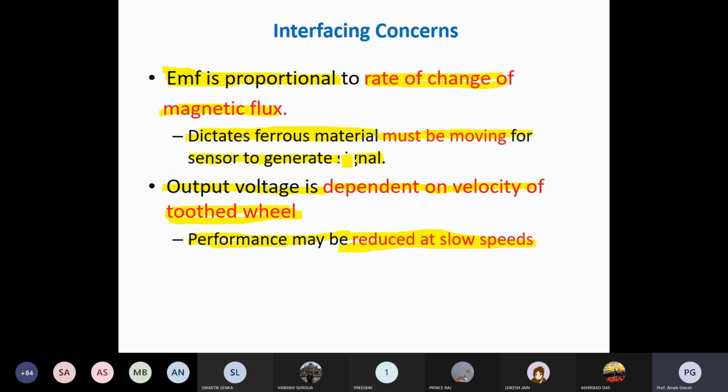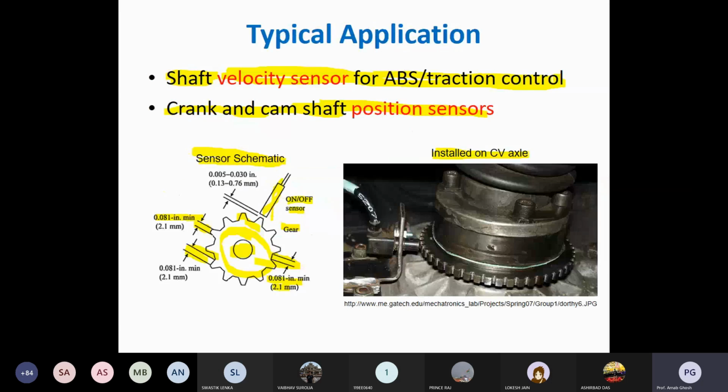Okay, after getting that electrical output, if it is sufficient, then there is no need for any amplification circuit. But the output voltage definitely depends on the velocity of the tooth wheel, meaning how fast it is moving. In that previous case, the wheel is grooved, that's why it is called a tooth wheel. So it depends upon how fast the rotation is.